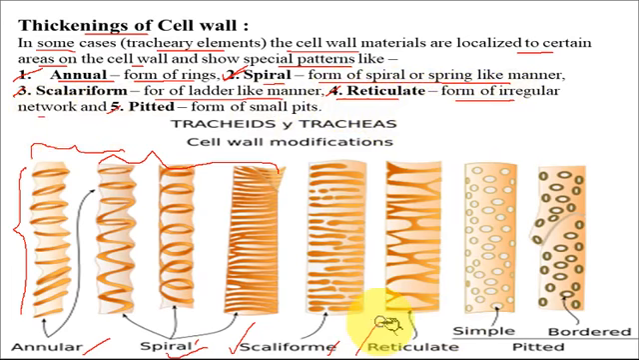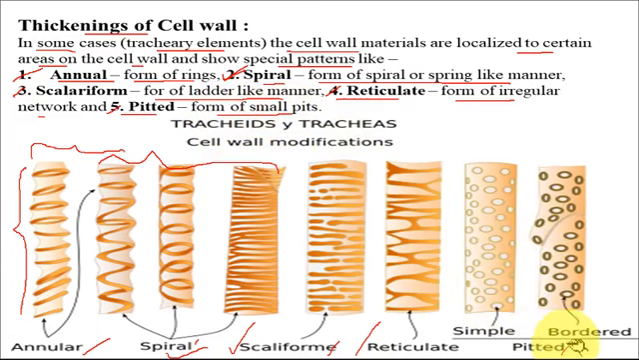So here, this one is the reticulate sort of wall thickenings, where the thickenings are not in a particular fashion or manner. They are just irregularly distributed as a network sort of thing. And the last one is the pitted. So here the fifth one is the pitted thickenings. These are formed in the form of small pit-like structures you can observe here.